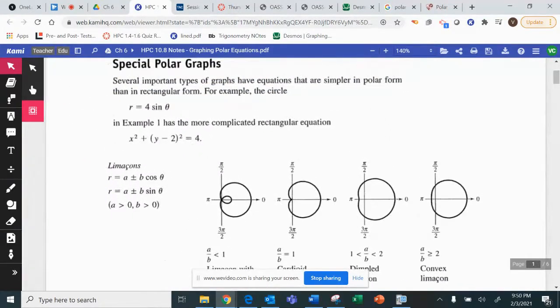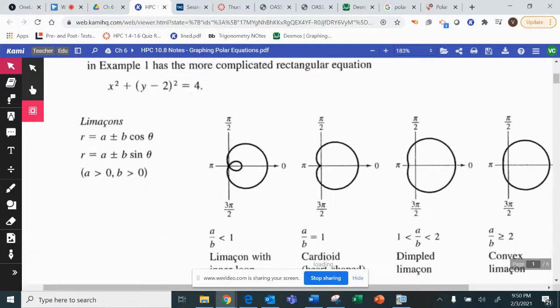And it does say at the top here that a lot of these are easier to graph in polar form, because when we put them in rectangular form with x's and y's, it's just more complicated. And they have an example of just a circle. So the first category are called limaçons.